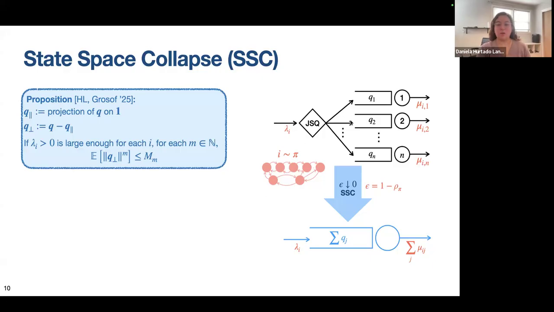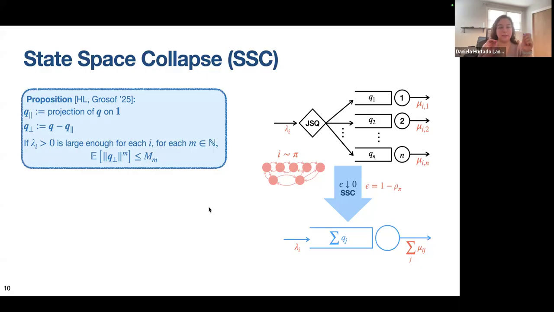All right, so we have our state space collapse result. Formally, we're going to define an object called Q parallel, a vector resulting from projecting the actual vector of Q lengths on the vector of ones. So Q parallel is a constant; all the values in Q parallel are equal. Q perpendicular is the difference between Q and Q parallel. In some sense, Q perp is measuring the error of approximating this system by this other system. The result says if lambda I is large enough for each state I, then the moments of the norm of Q perpendicular are bounded.